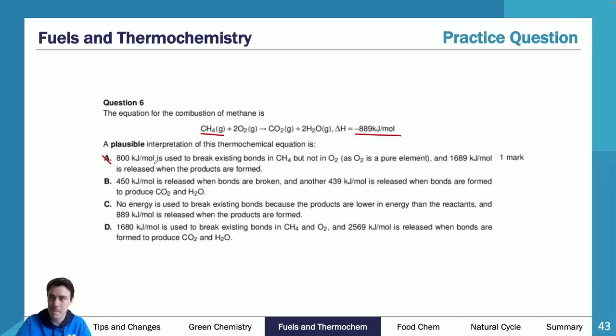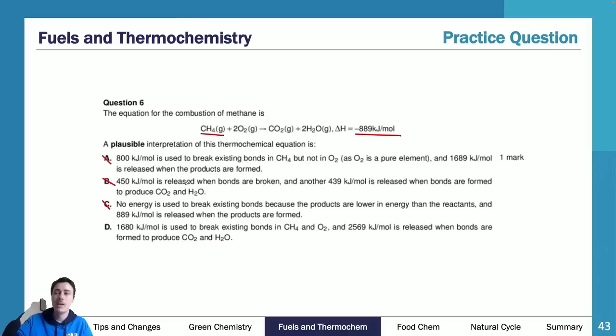C, no energy is used to break existing bonds because the products are lower in energy than the reactants. Well, that makes sense and is released when the products are formed. This is not released when the products are formed, but I think the most important thing here is no energy is used to break existing bonds. Remember that with a fuel, we need to combust it. We need to spark it. We need to give it a little bit of energy to release loads. So therefore, C is wrong. And if you felt like C was the answer, that's okay. We haven't really discussed that whole sparking aspect, but it's something you will discuss throughout learning this topic in more detail. And it's one of those things that, as you can see, that is why C is wrong.